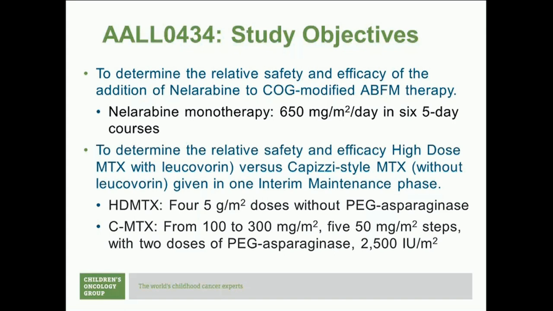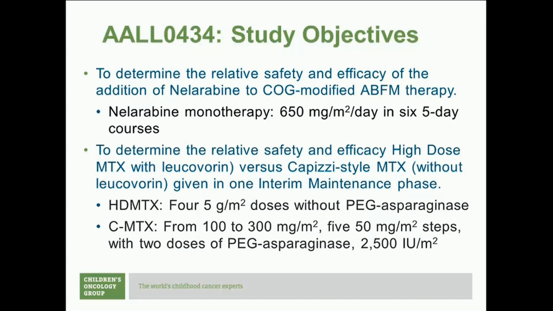Now, methotrexate is one of those drugs that's been used for 60 years for treating ALL. We still don't know how to give it best. There's all kinds of ways to give methotrexate. And one of the beauties of collaboration and clinical trial work is you can really ferret out over time what is the best way to give a certain type of drug, even if it's an old drug.